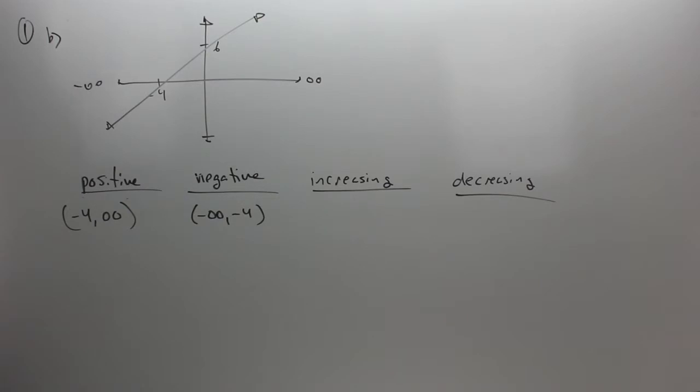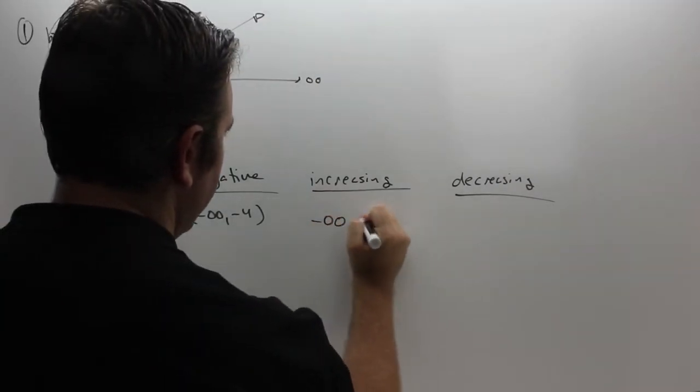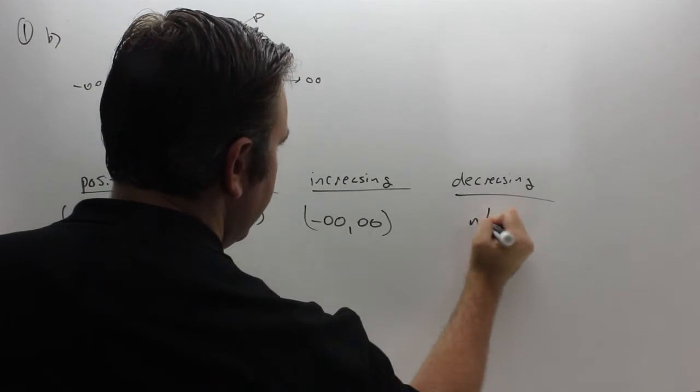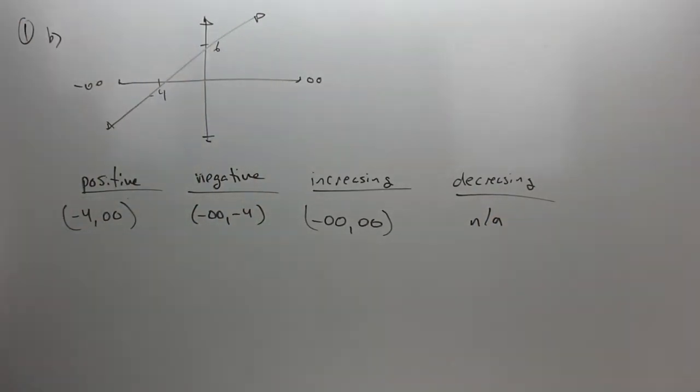When's it increasing? This graph here, as we move rightwards, is always going up. So it's increasing the entire time from negative infinity to infinity, and it's never decreasing. It's only going up. That's what a linear graph is. It always has a constant rate of change. It's always going to be the same. So a linear graph's always going to be increasing or decreasing, or neither, if it's a horizontal or vertical line.